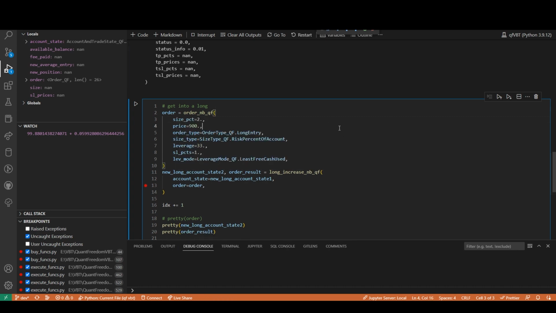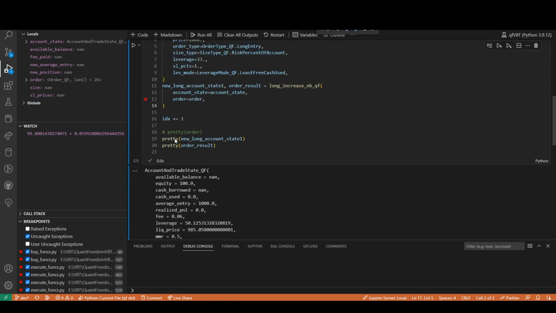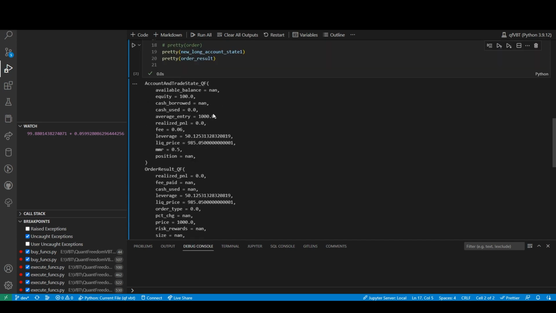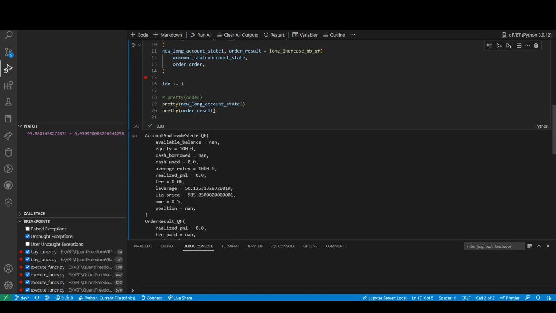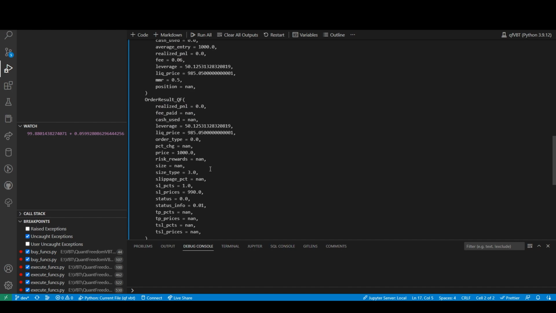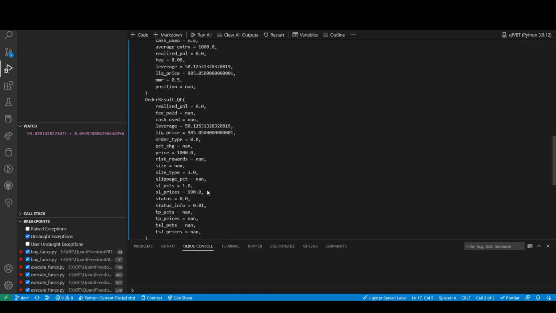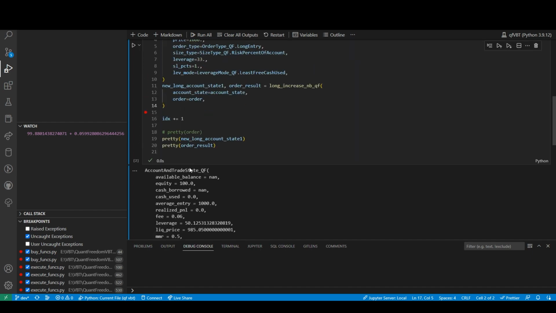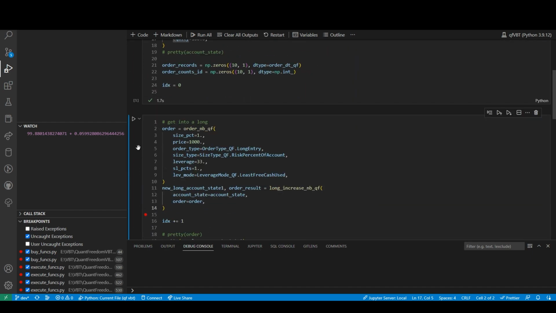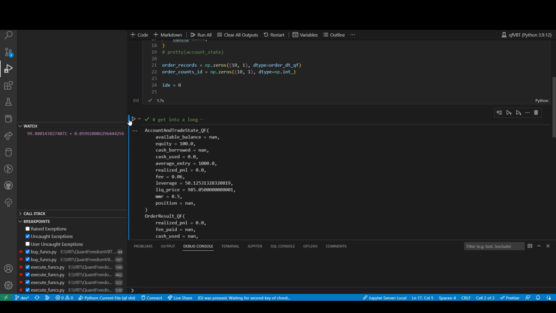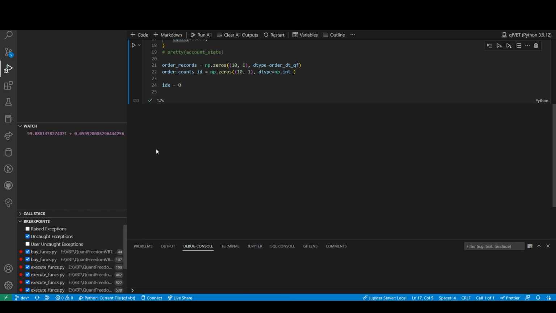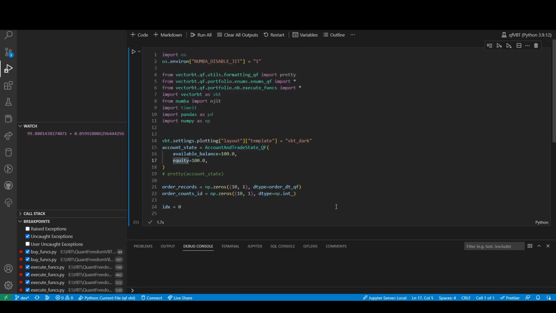I am way too tired for this. Well, I don't understand why this actually works like this. Size is nan, yeah. I'm way too tired.